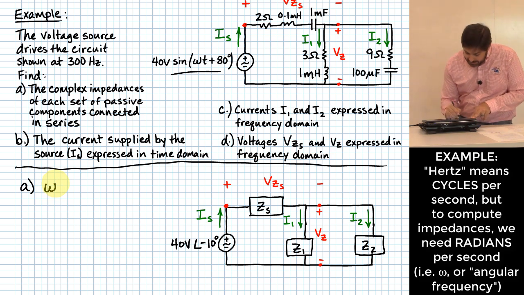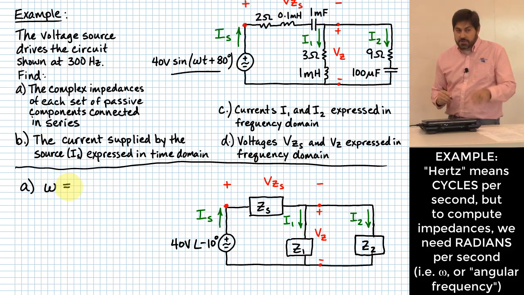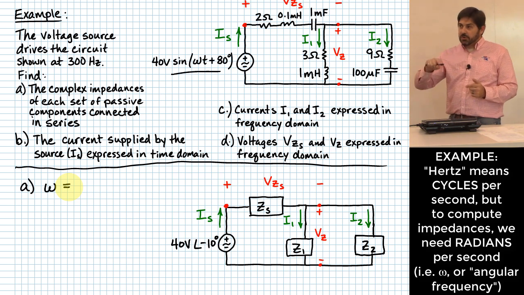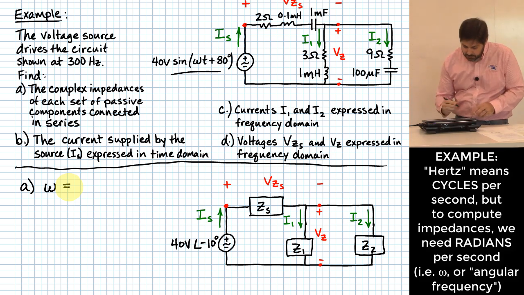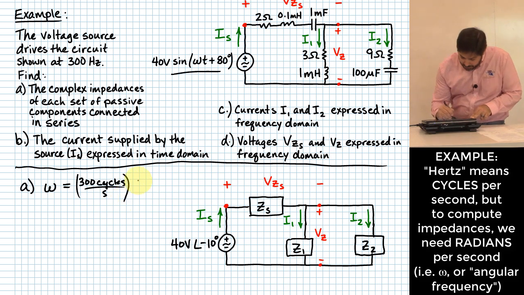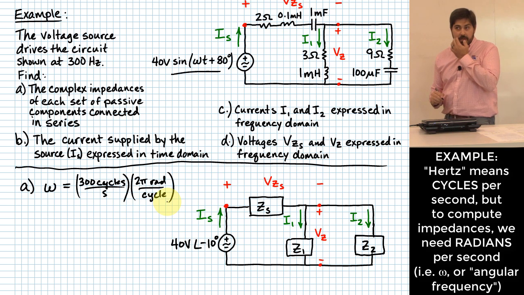Well, it is going to be related to our hertz-based frequency, our cycles per second frequency, right? But it's not going to be exactly that, because in one cycle, like a full circle, how many radians do you have? 2 pi, right? So if we take 300 hertz, which is 300 cycles per second, and multiply this by 2 pi radians per cycle, that ends up giving us an angular frequency value.